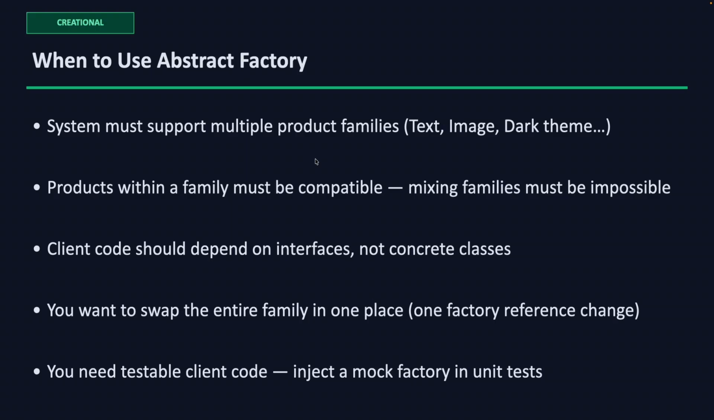The second thing is when you want to depend on product interfaces, not the implementation. Your client becomes more portable and testable. You can inject a mock factory and test. And the third is when you want a single point of change to swap the entire family. If you do one factory reference swap, the entire application can change, just like we had in that demo.